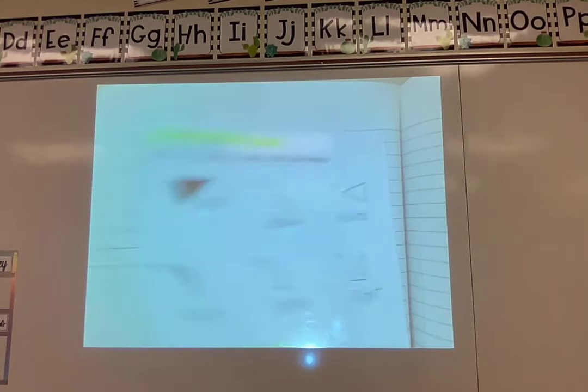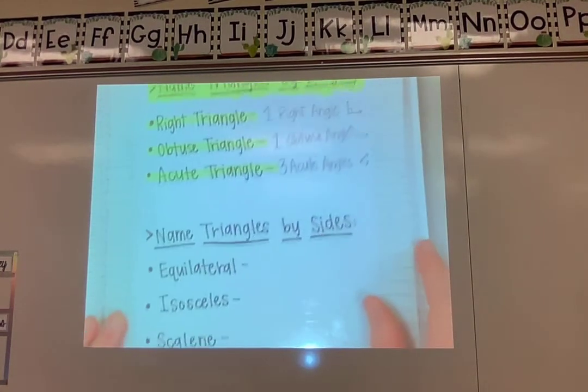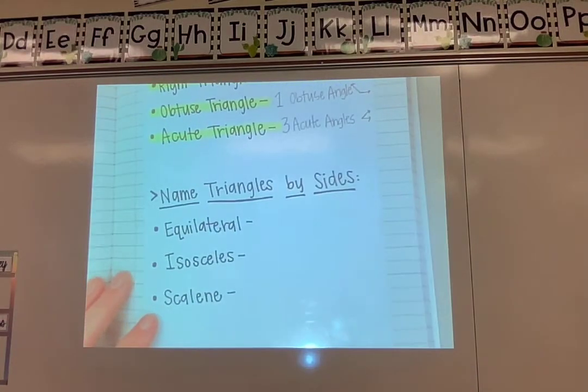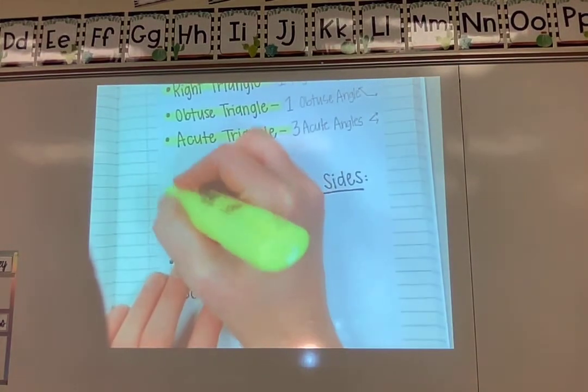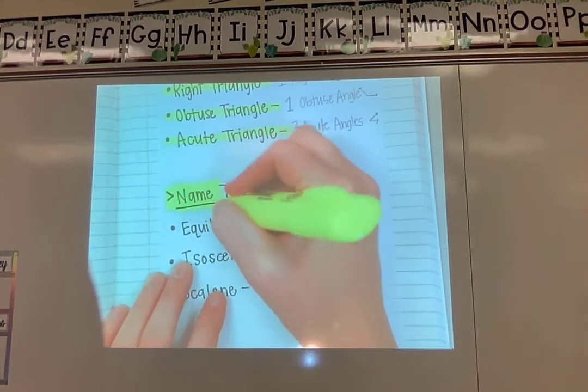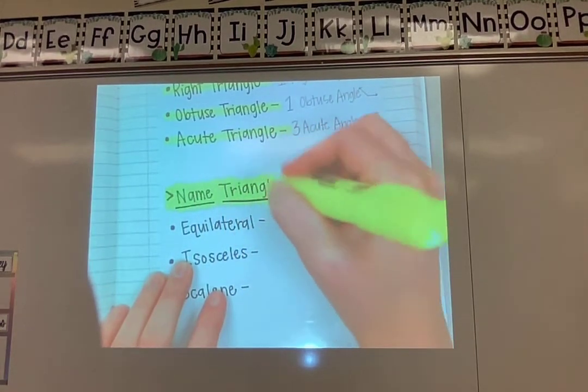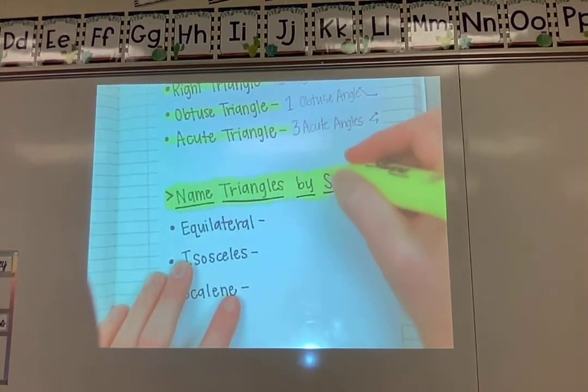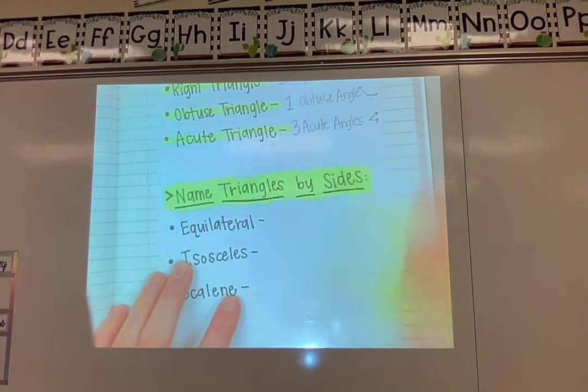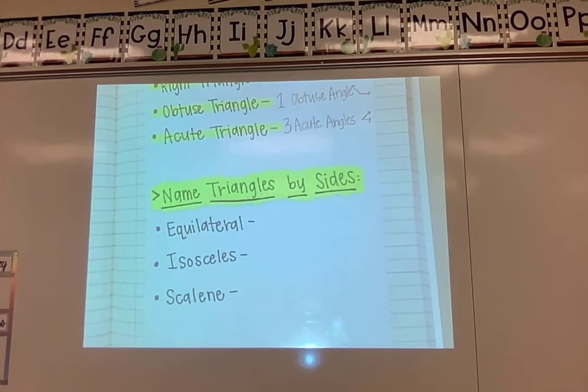All right, now I'm going to flip back. We can also name triangles by their sides. So instead of just looking at their angles, we can look at the sides of the triangle to also give it a name that way. Now, these words might not look familiar to you because they are new to us, and that's okay.